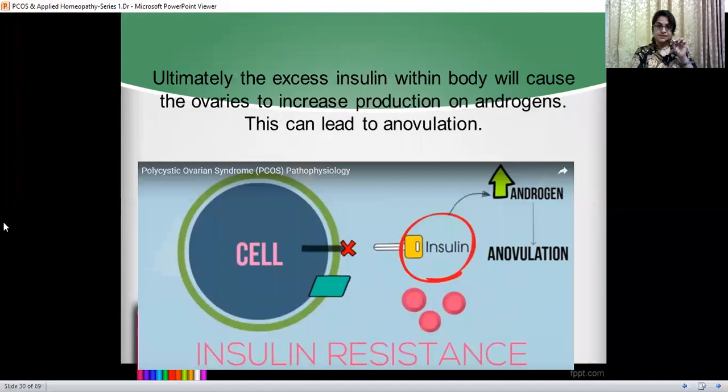Ultimately, the excess insulin within the body will cause the ovaries to increase production of androgen. This can lead to anovulation. So what happens? The insulin within the body will cause the ovary to increase the production of androgen. That can lead to anovulation.